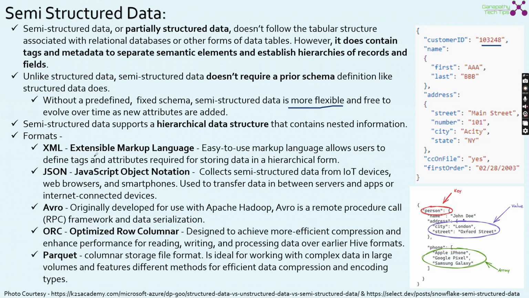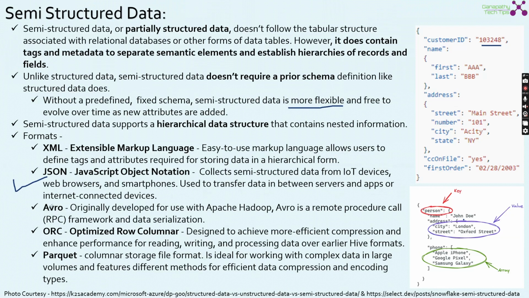When it comes to the file formats, what are all the file formats which are used very widely across the industry? Currently, these are close to around 5 file formats. First one is the XML, which is the extensible markup language. It is an easy to use markup language that allows users to define tags and attributes required for storing data in the hierarchical form. JSON is the very common form of a semi-structured data, which is the JavaScript object notation. It collects the semi-structured data from varieties of devices like IoT devices, web browsers, smartphones, used to transfer the data between servers and apps or internet connected devices, which is very widely used.